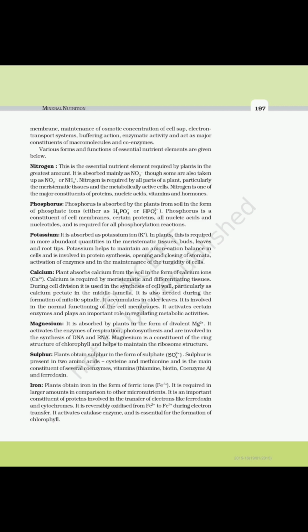Iron. Plants obtain iron in the form of ferric ions, Fe3+. It is required in larger amounts in comparison to other micronutrients. It is an important constituent of proteins involved in the transfer of electrons like ferredoxin and cytochromes. It is reversibly oxidized from Fe2+ to Fe3+ during electron transfer. It activates catalase enzyme and is essential for the formation of chlorophyll.